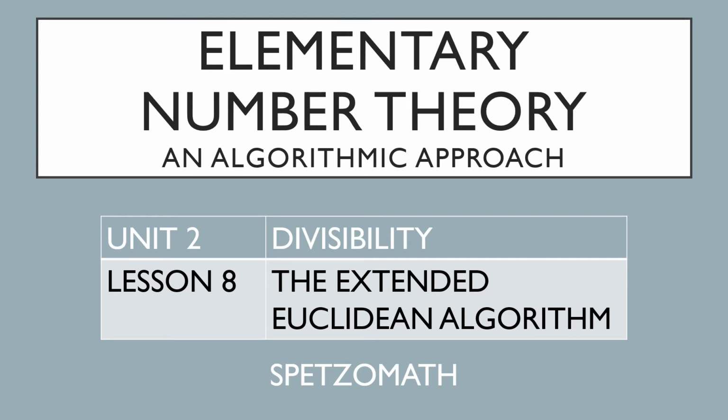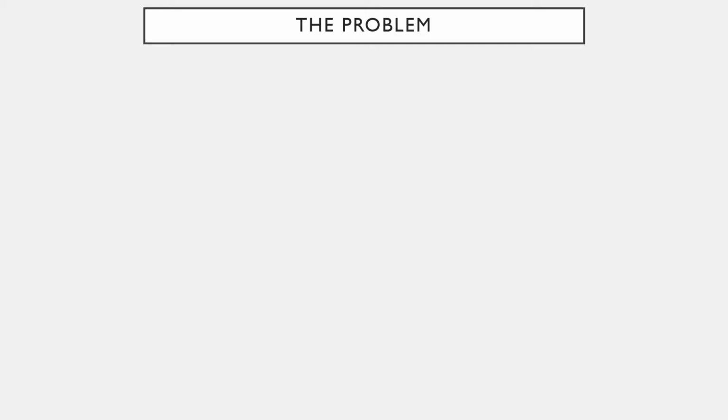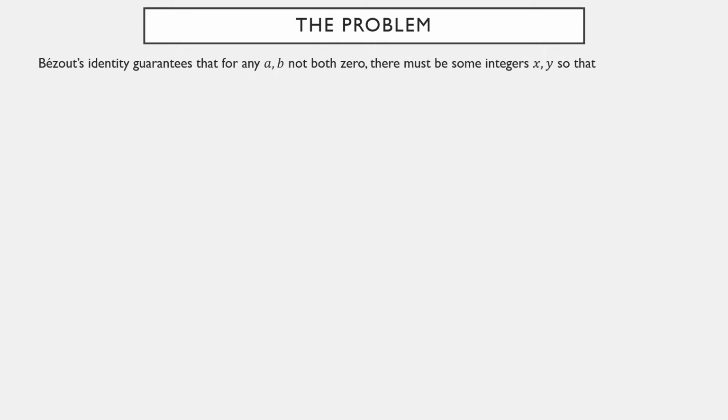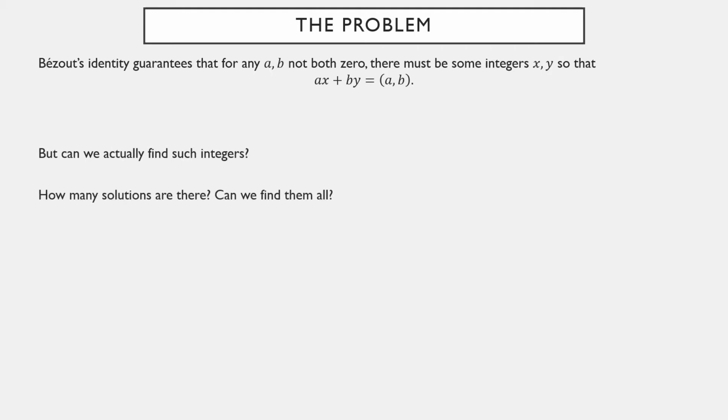Well, having learned something called the Euclidean algorithm, now we're going to learn something called the extended Euclidean algorithm. Here's the basic problem we want to solve. Bézout's identity guarantees that if a and b are not both 0, there have to exist integers x and y so that the GCD of a and b can be written as ax plus by. Can you actually, however, find what integers x and y work? Are there multiple solutions or is there only one? If there are multiple solutions, can we find them all?